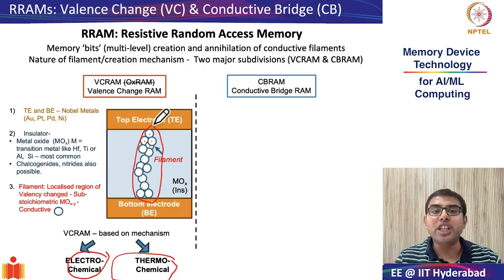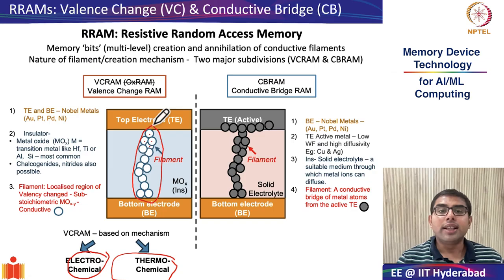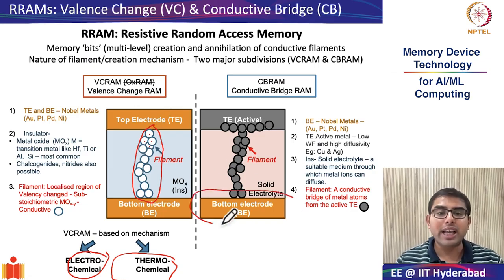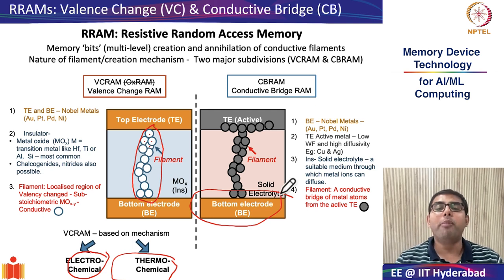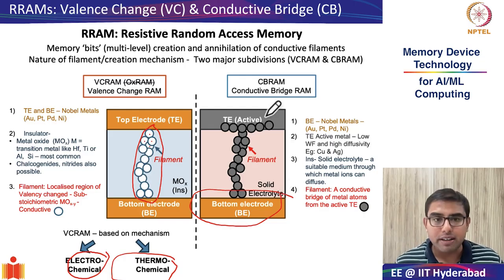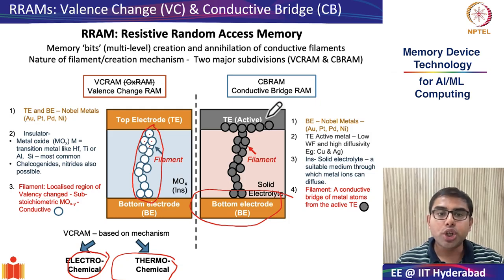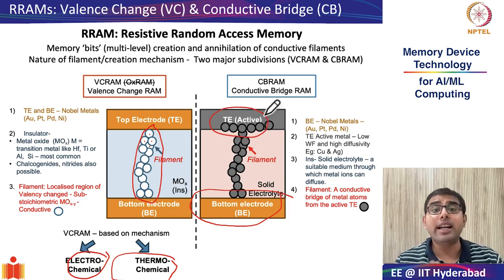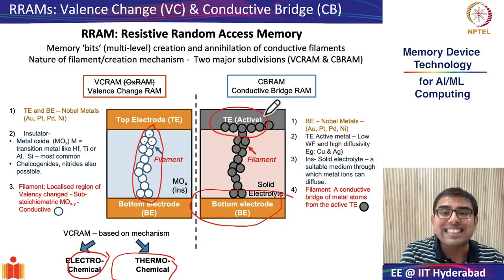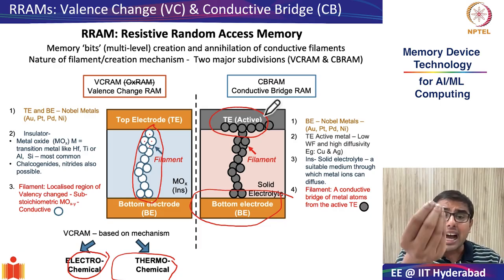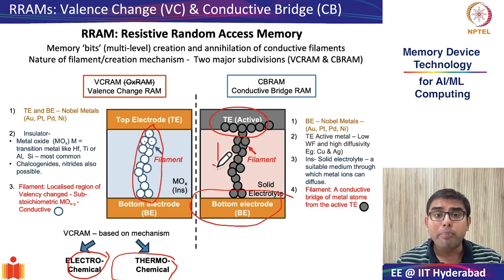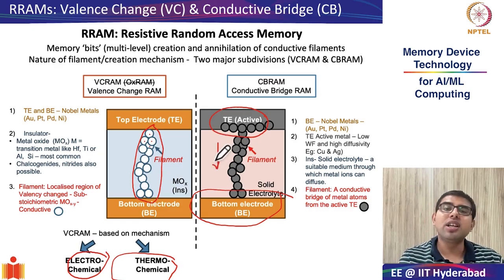Moving on to conductive bridge RAMs. In conductive bridge RAMs, the first thing that we notice when we compare with VCRAMs is that the bottom electrode is still constituted of a noble material, gold, platinum, palladium, and so on. However, the top electrode is what changes. The top electrode from being a passive noble metal is changed to an active metal. What is an active metal? It is something which can really oxidize easily. So it has low work function and very high diffusivity through this material. Some examples of such active metals are copper and silver.